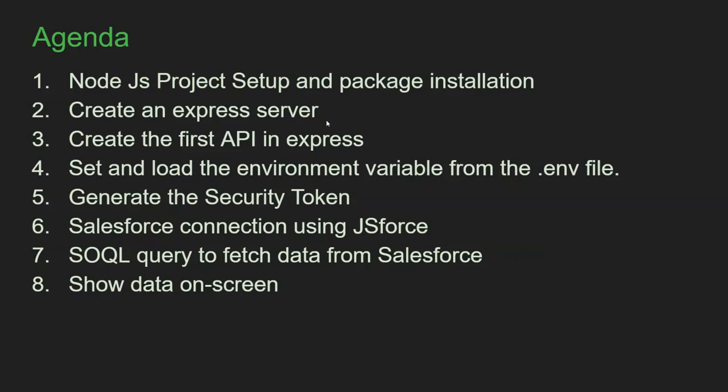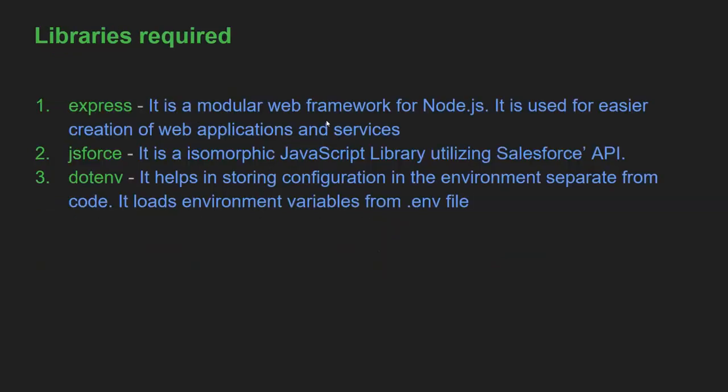Before going forward to our coding, I'll give you a brief introduction to the libraries we're gonna use in this project. We're gonna use three libraries. First one is Express. Express is a modular web framework for Node.js, used for easier creation of web applications and services. It is one of the most popular web frameworks of Node.js. There are others as well, but Express is the most popular one. Then we have the JS Force library, which is the heart of this project. It allows us to connect with Salesforce, and it gives us access to various APIs provided by Salesforce in asynchronous JavaScript function calls.